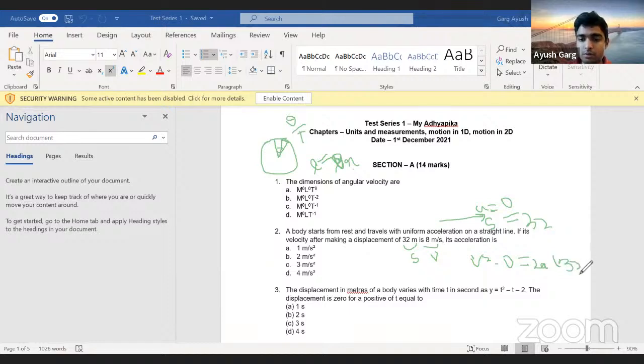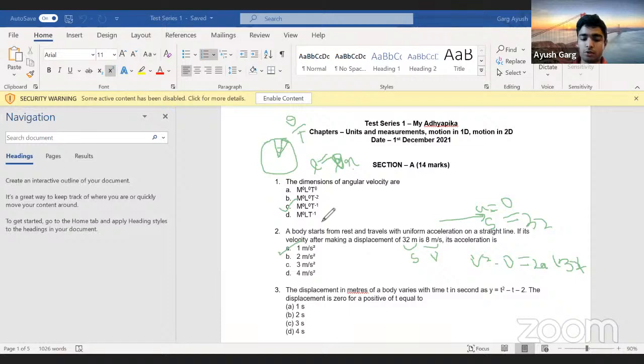So if this is the case, then can you not very easily calculate your acceleration? You can, right? Here you have 64. Here you have 32 into 2, 64a. 64 gets cancelled and your answer becomes 1 meter per second squared. This is your answer.